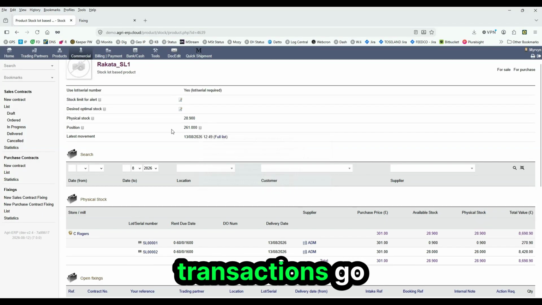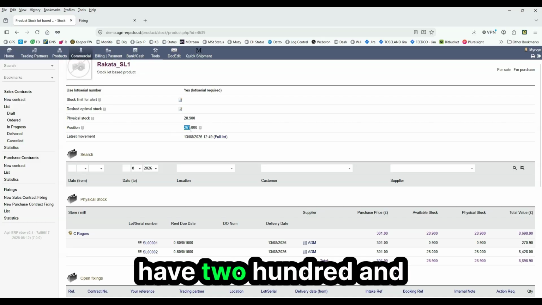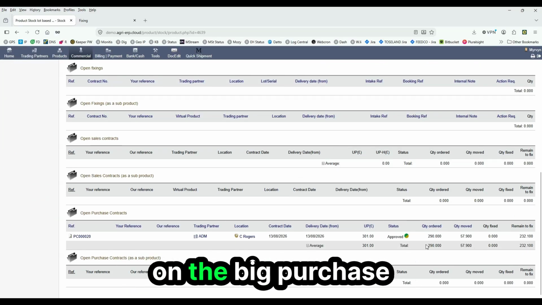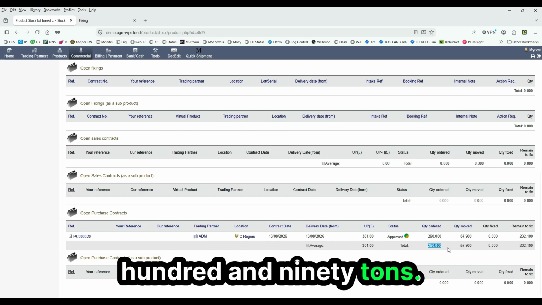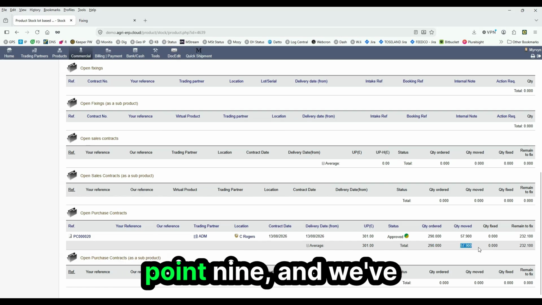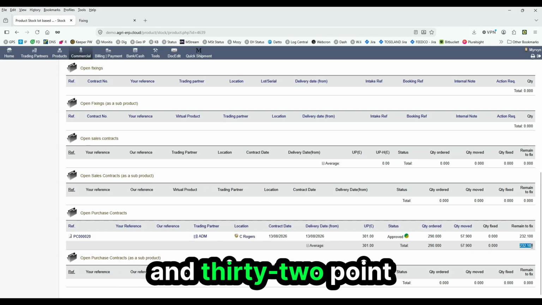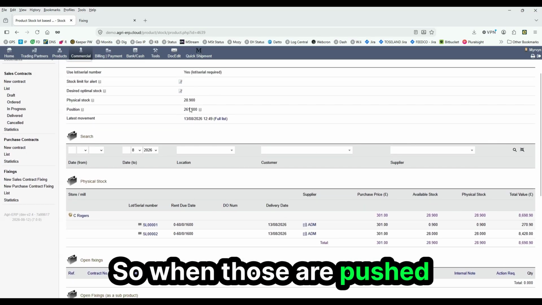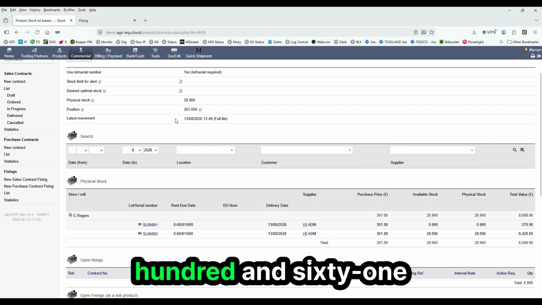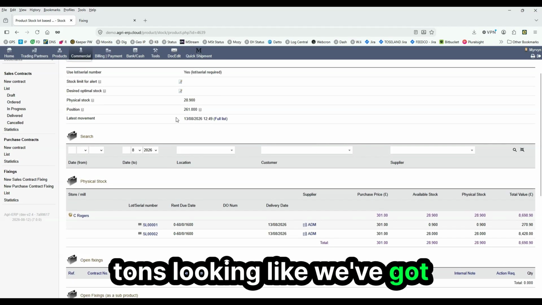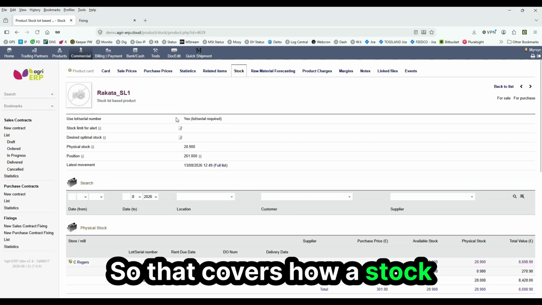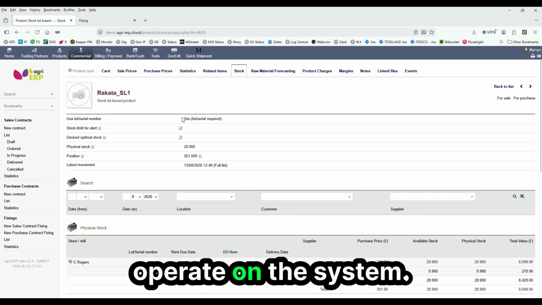And when all of the transactions go through, we'll actually have 261, because this is something that's based on the big purchase contract. So the 290 tons, we've moved 57.9, and we've still got 232.1 to come in on that purchase contract. So when those are pushed through the calculation, we'll be left with 261 tons, looking like we've got enough stock available. So that covers how a stock lotted product would operate on the system.